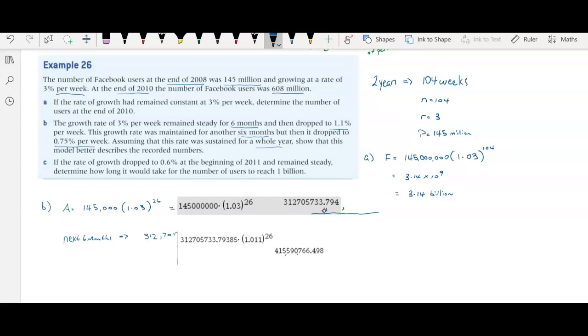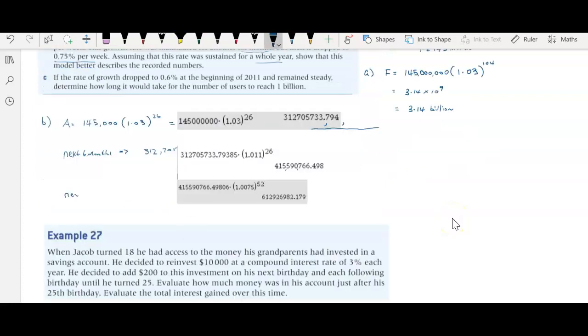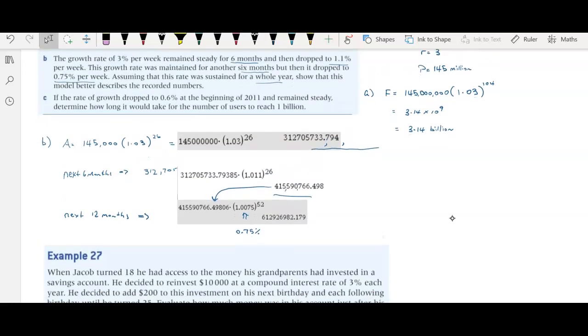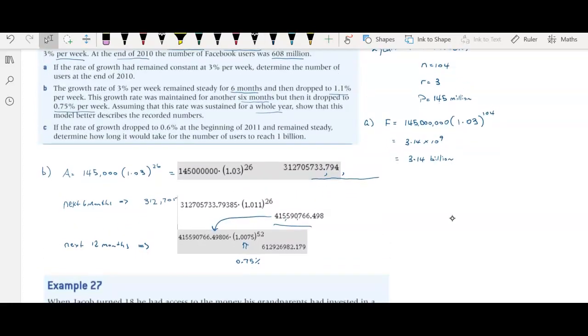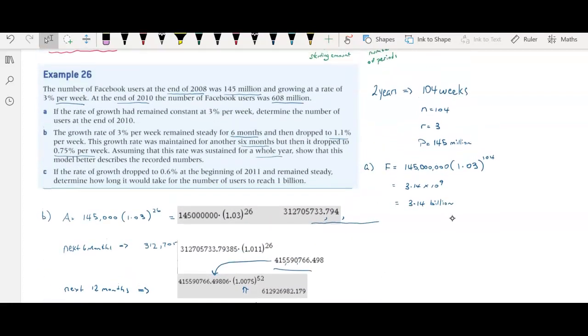So let's get into the calculator and do that. So the next 12 months, bringing us up to the end of 2010, took this figure here, dragged it into here, multiplied by 1.0075. That figure there is 0.75% growth, 0.0075 when you divide by 100, 52 being the number of weeks in a year. So this figure here represents how many users there are at the end of 2010. So that's about 613 million and 608 million.